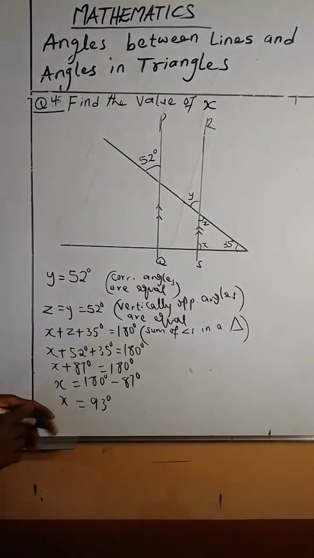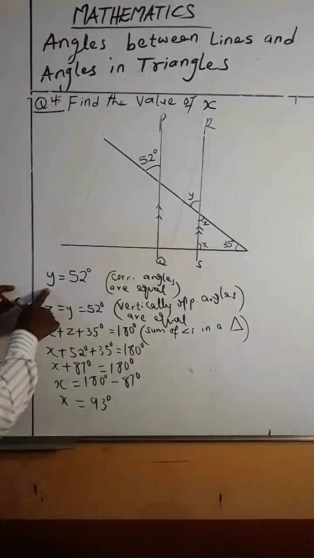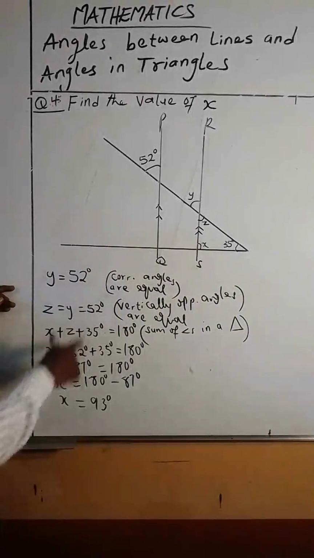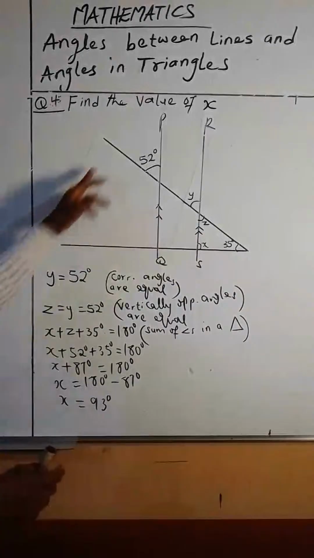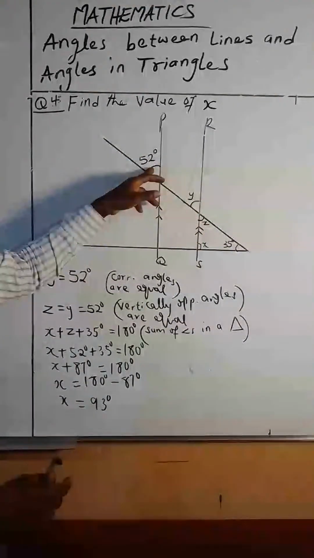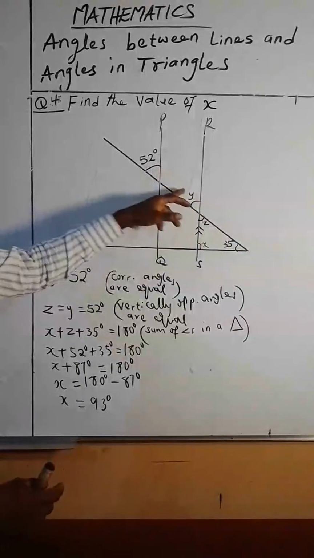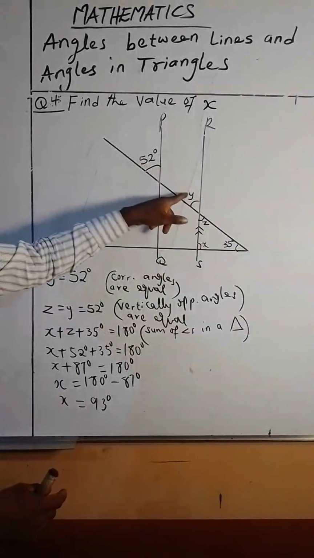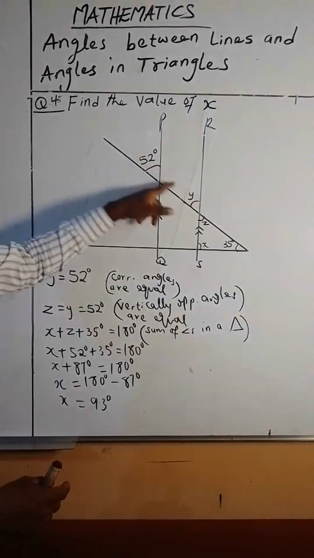So please, let's pay attention. Let me go over it again. I hope we are following what we are doing here. All right, we have y equals 52 degrees, because y is in the same or corresponding position with 52. So that makes y equal to 52 degrees.